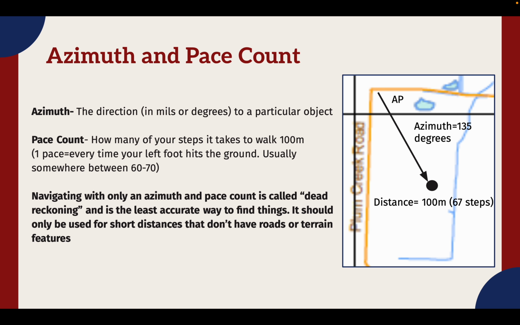So pace count, I know we all did this at lab, is basically the amount of steps that you take per 100 meters. So if you were asked to go 500 meters, you would multiply your pace count by 5, and that would give you a rough estimate of how far you would need to walk. Navigating with only azimuth and pace count is called dead reckoning. You can do this sometimes. It's not necessarily accurate just because you don't want to always walk in a direction aimlessly. You have to do a bunch of other stuff.